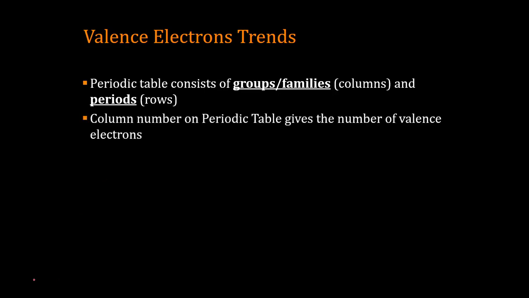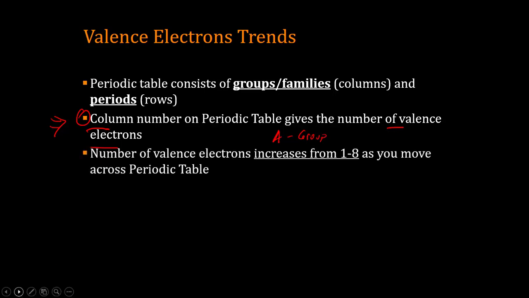So column numbers on the periodic table give us the number of electrons. This is good information. Know this. Column number gives the number of valence electrons. This is true for the A group. The B group, the ones in the middle, yeah, those are a little bit different. But the A group, this is true for. So the number of valence electrons increases from 1 to 8 as you move across the periodic table.